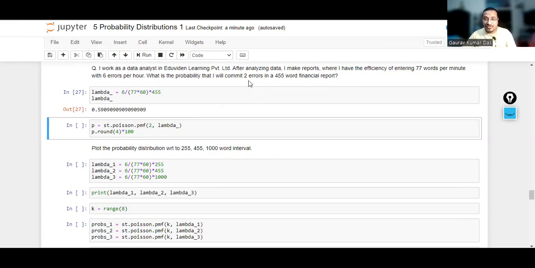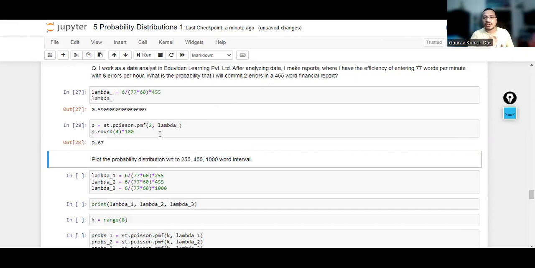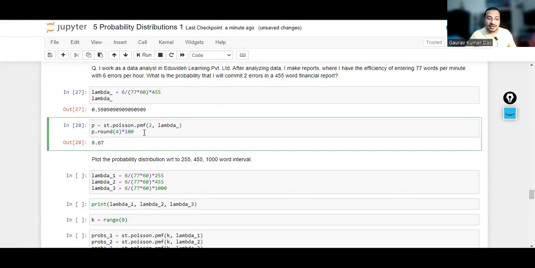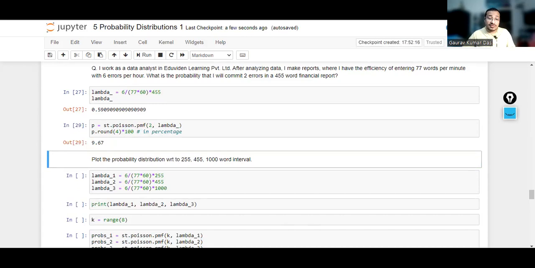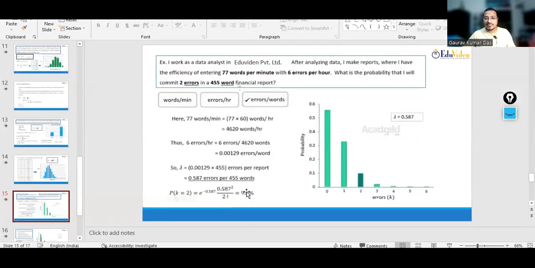So here the event is 2 errors. So directly I'm putting 2 here, comma lambda. This will directly give me the probability of committing 2 errors in a 455 word financial report, which is 9.67%. I'm multiplying by 100, so this will be in percentage. And if you go back to the slide, it is the same answer, 9.6%.